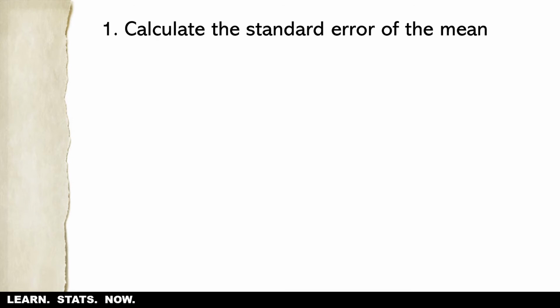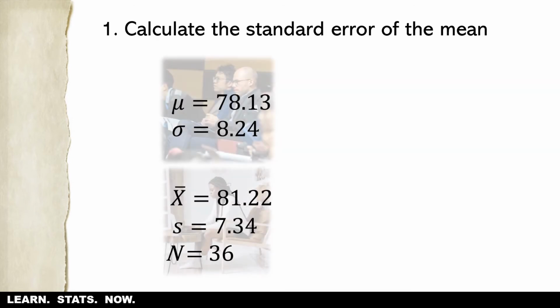Okay, so let's start by calculating the standard error of the mean. Again, here's our population. These are the students who took the class in a traditional format. And then we have another group of students who took a stats course, but in a different format. We're just going to call them a sample. And again, the means are different. We know that already. So now what we have to do is calculate the standard error of the mean.